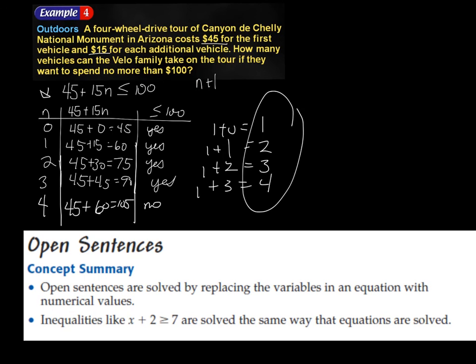Open sentences are solved by replacing the variables in the equation with numerical values. Inequalities like x plus 2 is greater than or equal to 7 are solved the same way that equations are solved.